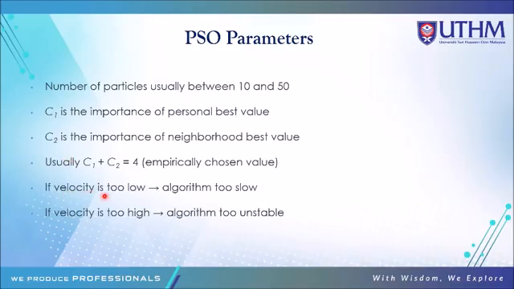If the velocity is too low, the algorithm becomes too slow. If the velocity is too high, the algorithm is too unstable. So we need to do experiments to ensure that we can satisfy the convergence, and then we can determine the global solution.